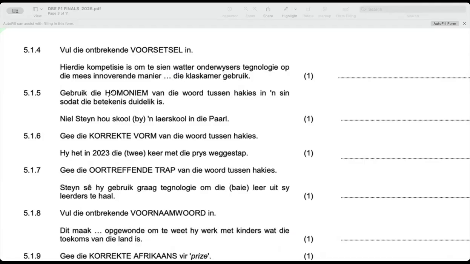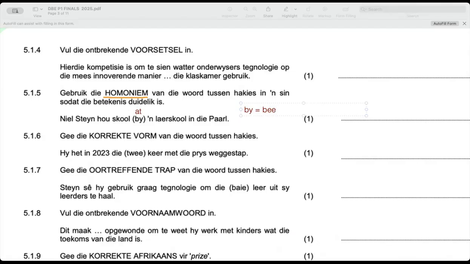A homonym. So remember, a homonym is a word that sounds the same, is spelt the same, but has a different meaning. So now you're looking at the word bay, and you need to say, what is the meaning of the word bay here? So in this case, it would be at, but there's another meaning for bay as well, and that is bee. So you would say, die bay sit op die blom, or something along those lines.